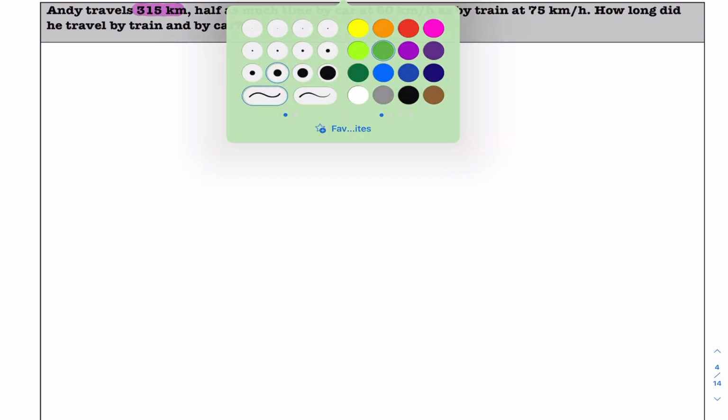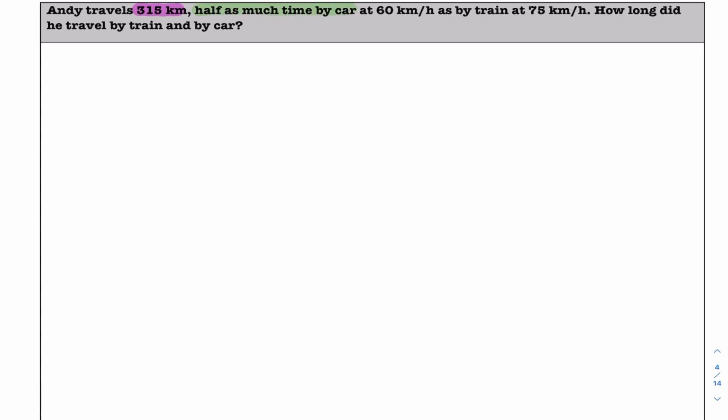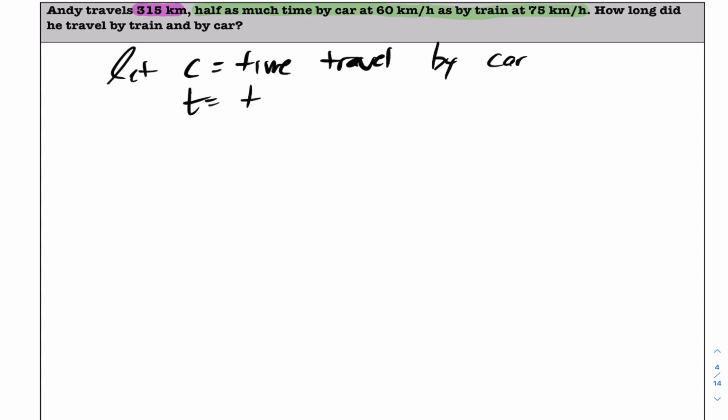All right, let's look at the next problem. For this question, we have Andy, who travels 315 kilometers. They say in the question it is half as much by car at 60 kilometers an hour as by train at 75. How long did he travel by train and car? Right away, I'm going to let C equal the time that you travel by car and T equal the time that you travel by train.